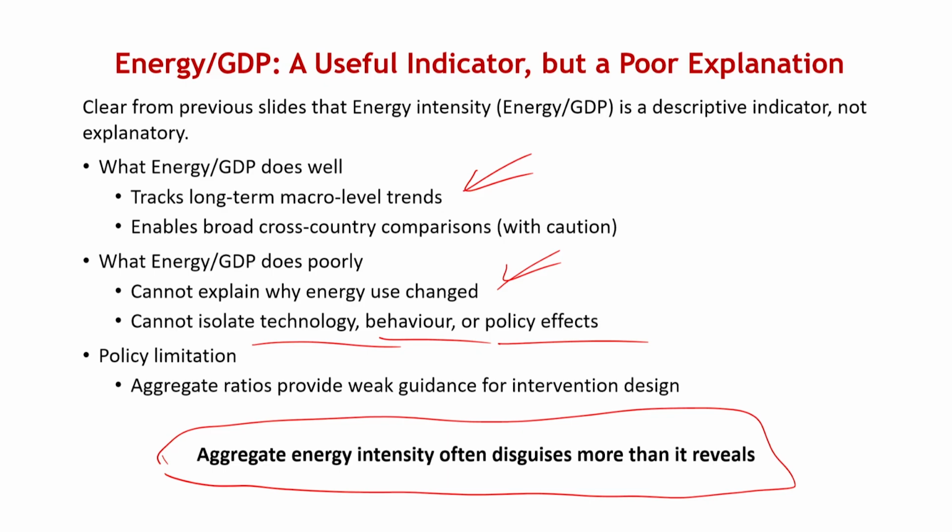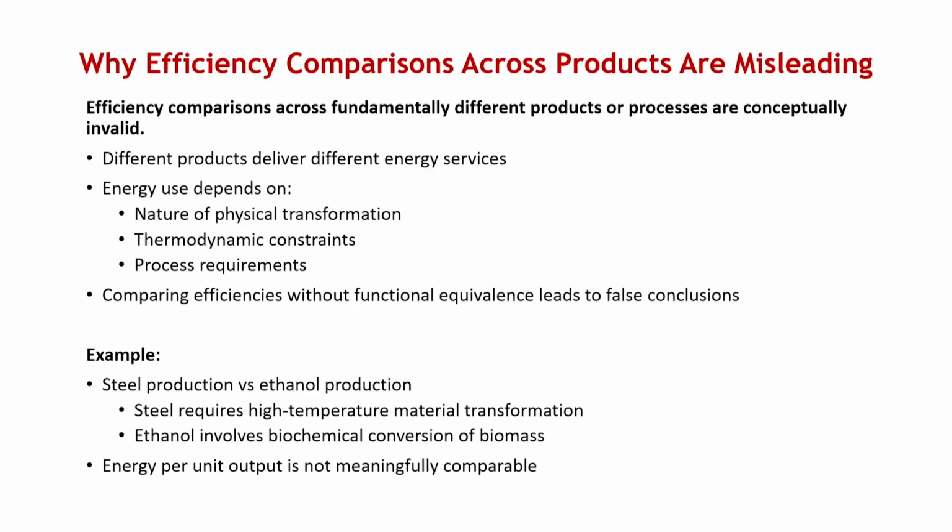In a scientific comparison mode, it's better to use terms like energy efficiency or some other specific terminologies around it. I think I've spent enough time on this, but just to complete, efficiency comparison across products can also be misleading, because different products deliver different kinds of energy services, and it will all depend upon what kind of physical transformation is happening, what the thermodynamical constraints are, and what the process requirements are.